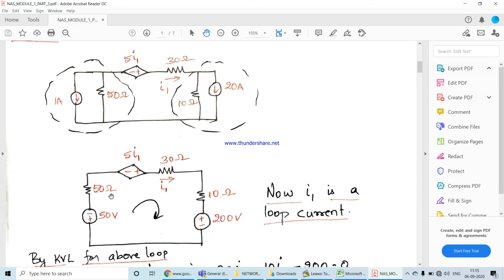Okay. And then again converting this parallel to serial. So 20 into 10 is 200 volts. V equals I into R. And that will be in series with 10 ohms now. So parallel to serial, and this is the network which we get.